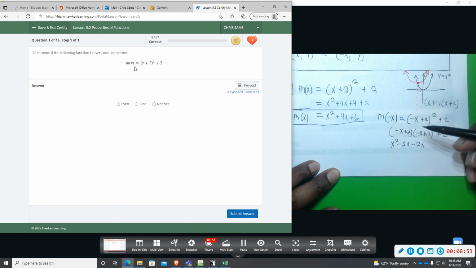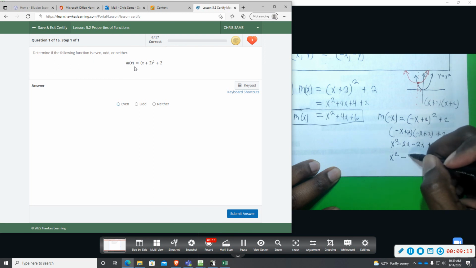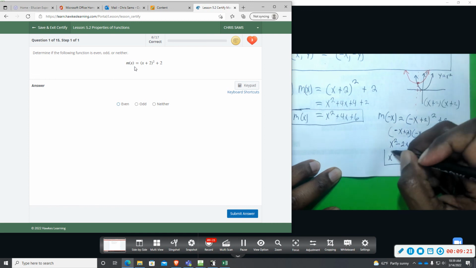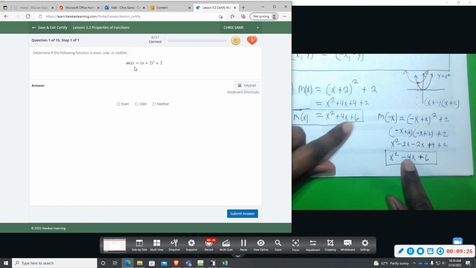And then 2 times 2 will give me a positive 4. And then plus 2, bring that down. So when I simplify this, I have x squared, and then a minus 4x, and then plus 6. So now, see the difference. The x squared part is the same, the 6 is the same, but in the middle, one was positive 4x and one was negative 4x.